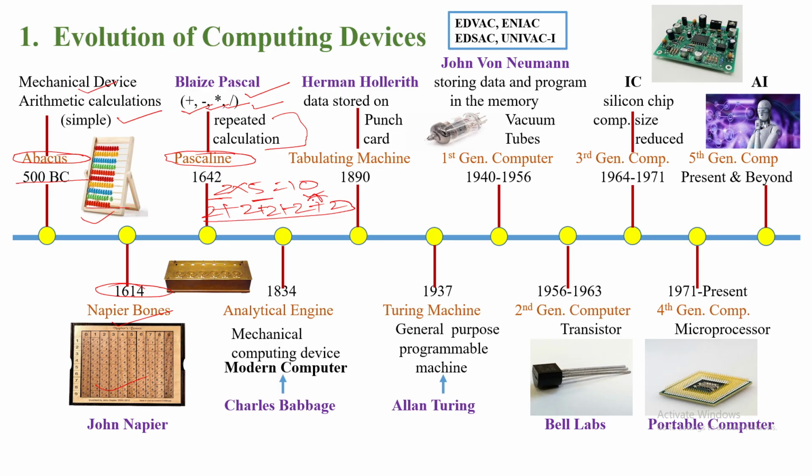So multiplication we can do through addition, and division we can do through subtraction. So repeated calculations can be done. This is the Pascal line machine. From here you can check it like this, and it will generate the digits. So this is the Pascal line. Who invented it? Blaise Pascal.